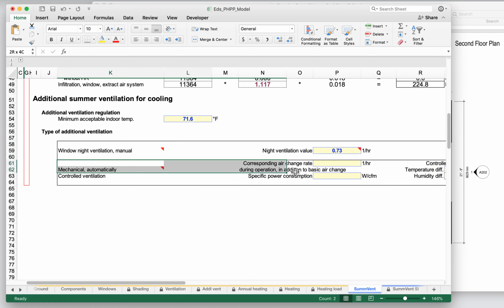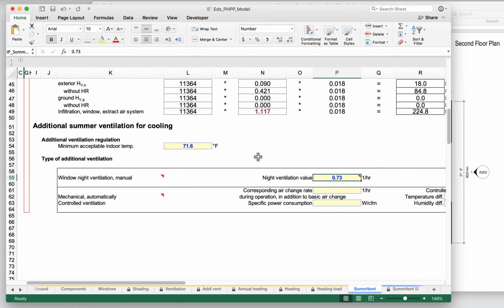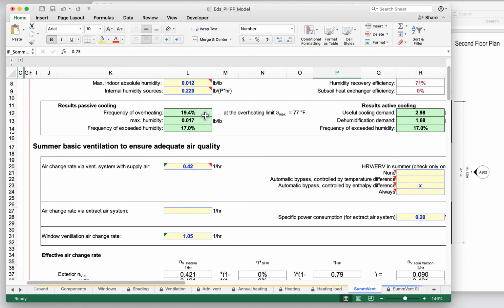We could add in additional mechanical ventilation if we had an additional fan, a whole house fan or something to flush the building. But let's see how that did. Just a 0.75 nighttime ventilation. Let's see what that did. Now we're talking. So that knocked us down to 20% frequency of overheating. So we went from 34% overheated down to 19% overheated. That's a pretty significant reduction by increasing the amount of ventilation in the building.